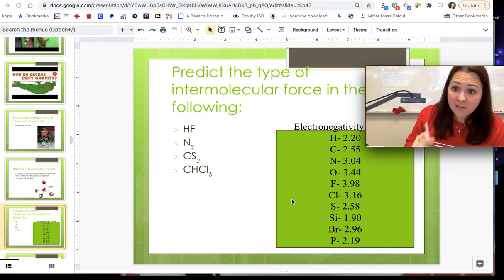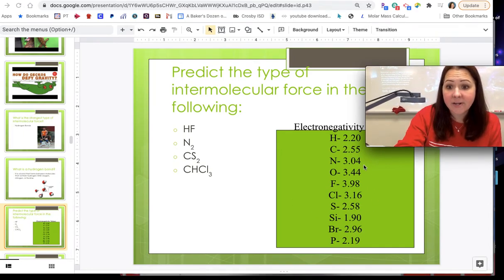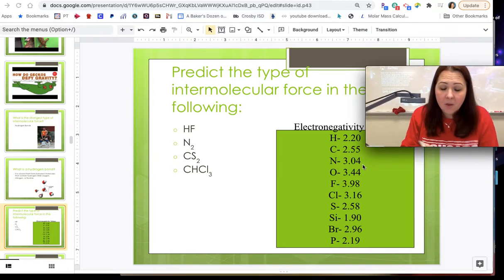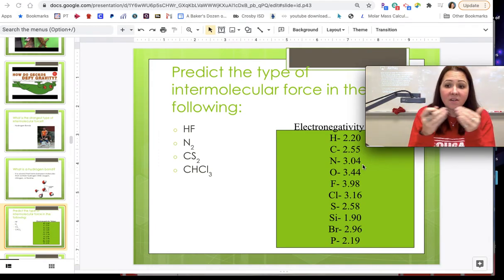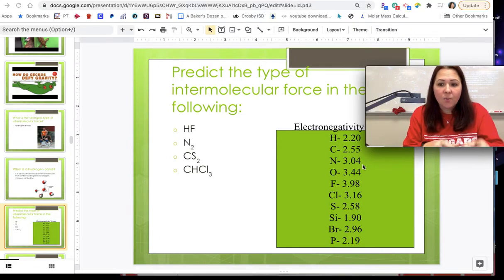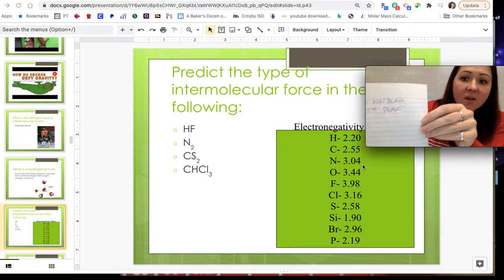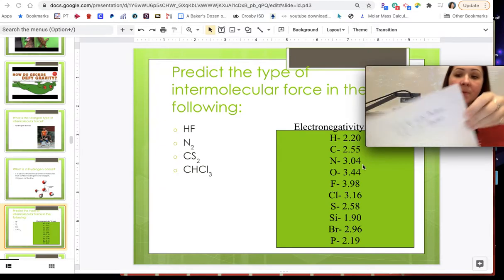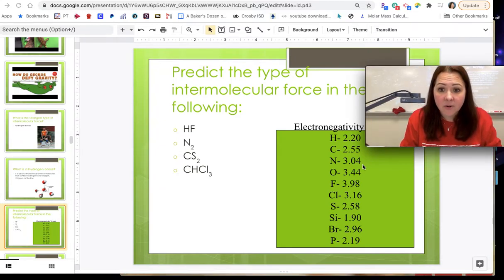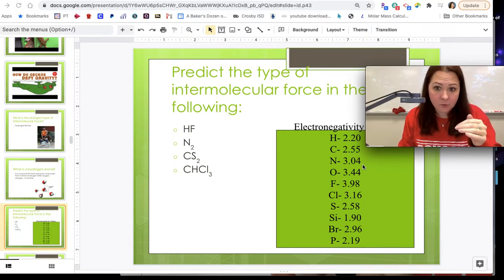With the next one being N2, nitrogen's electronegativity value is 3.04. When you draw this out, you just have nitrogen bonded to nitrogen. The difference between 3.04 and 3.04 is 0. So when we look at our electronegativity differences, anything that is under 0.4 is nonpolar. 0.4 up to 1.7 is polar. So because my electronegativity difference on nitrogen is 0, this one is a nonpolar bond. So nitrogen is a dispersion force because it is nonpolar.